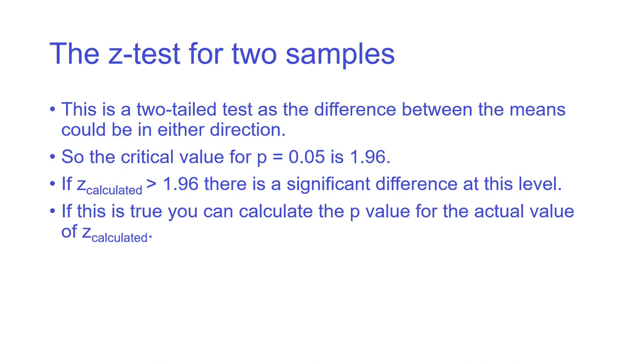You can calculate a p-value for the actual value of Z calculated, but it's somewhat tricky unless you have a calculator or software. It's done instantaneously with most programs.